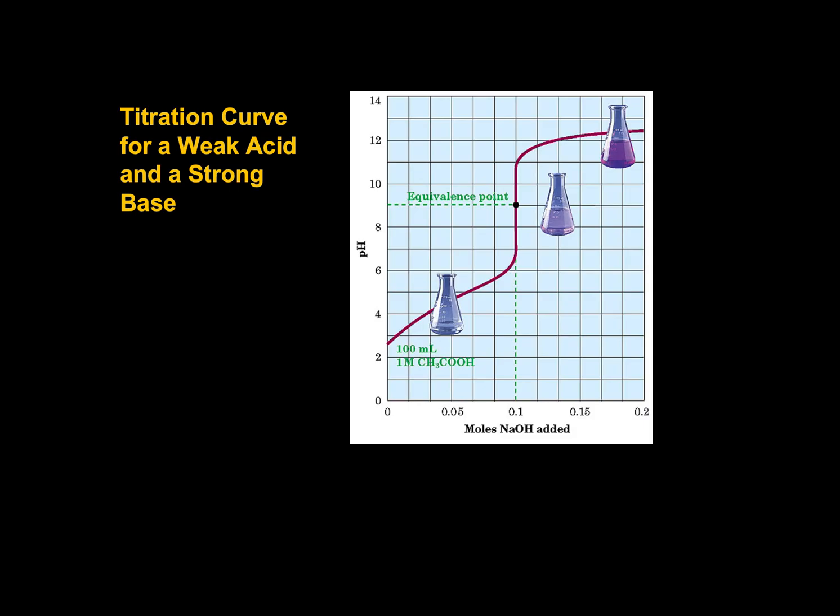Okay. This graph shows the titration curve for a weak acid and a strong base. We see the pH is a little higher here. It's around probably 2.75, and the equivalence point's a little higher as well. It's around 9.